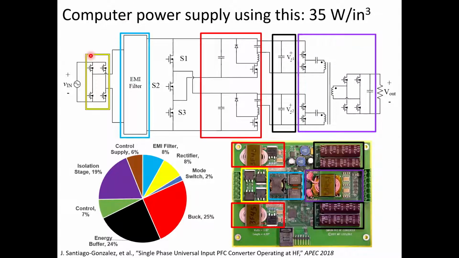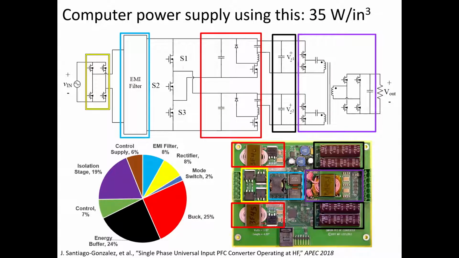This is the converter it went in. It's actually a computer power supply, so it has a rectifier and then a pair of these buck converters. You can see them here. And then there's another converter to do isolation, okay? And these are the twice line frequency energy caps.